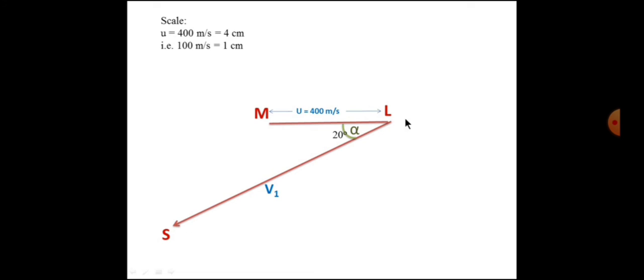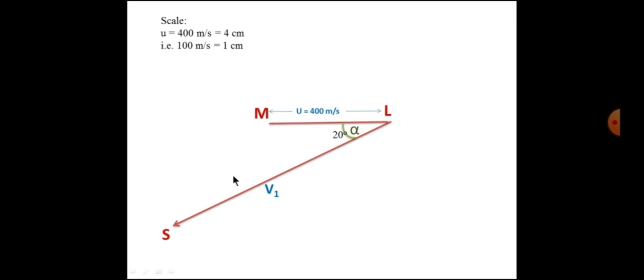That means the length of this segment is 12 centimeter. So this is the line of 4 centimeter which we have drawn. We have taken an angle of 20 degree from point L. Now after taking that angle from point L, we are having the velocity V1 shown on the segment LS, and the length of segment LS is 12 centimeter. So now we have got this end point.